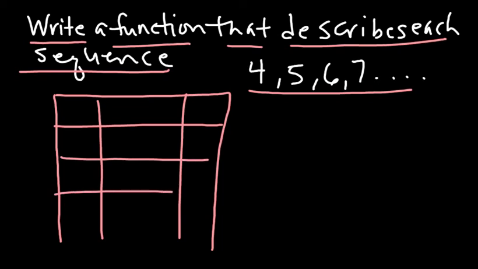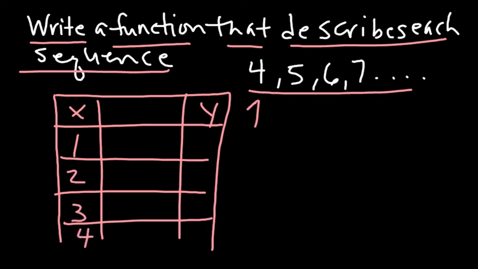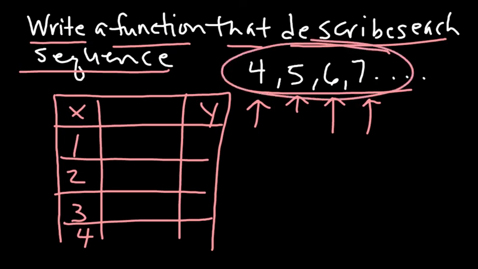And what else do you know? You know that you're going to have x and y, and you're going to have 1, 2, 3, 4 for x. How do I know that? Because this is the first term, the second term, third term, fourth term, and that's what x is. Then these numbers that they gave us in the problem go in the y's: 4, 5, 6, 7. And then we start asking ourselves, how can we get from 1 to 4? From 2 to 5? From 3 to 6? From 4 to 7?